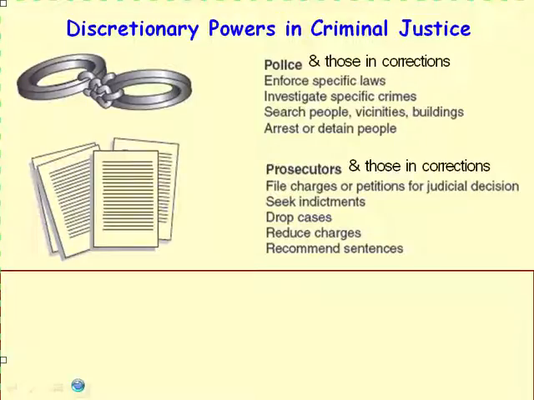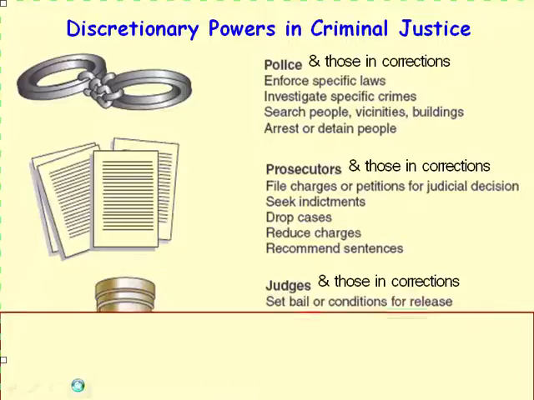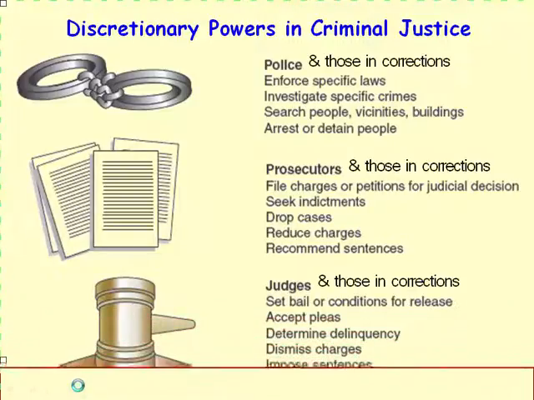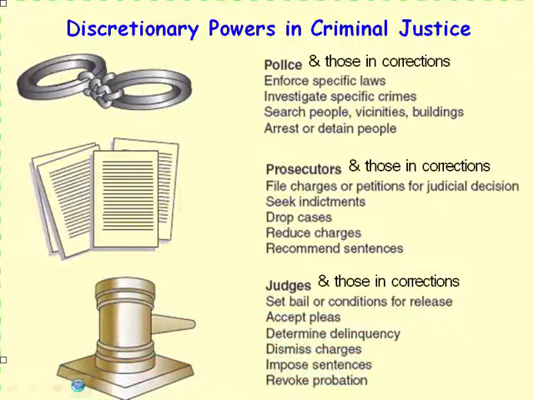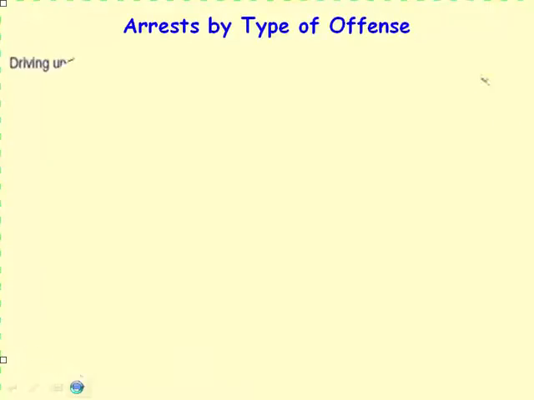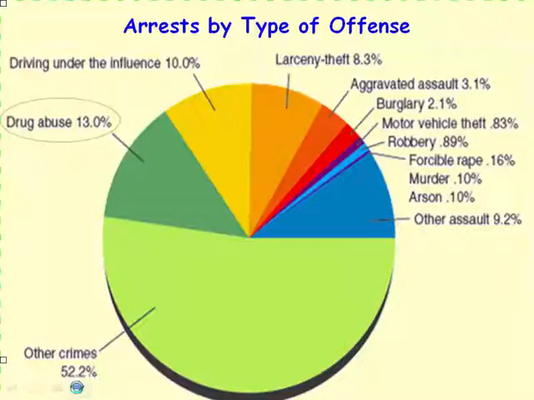Prosecutors and those in corrections file charges and seek indictments, drop cases, reduce charges, and recommend sentences. And finally, judges, as well as those in corrections, set bail, accept pleas, determine delinquency, dismiss charges, impose sentences, and revoke probation. Here's a graph of arrests by type of offenses.